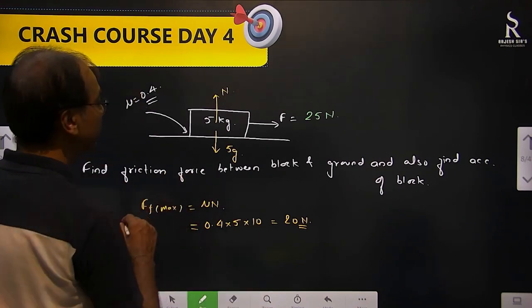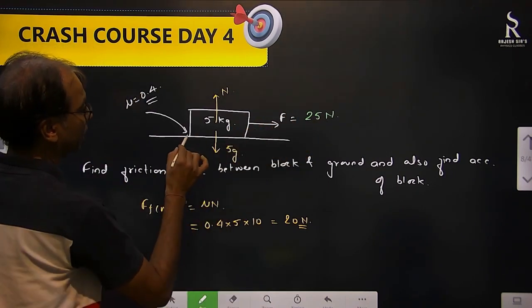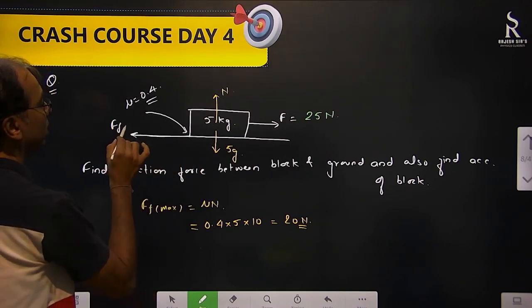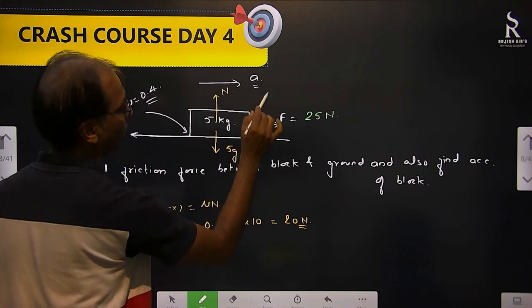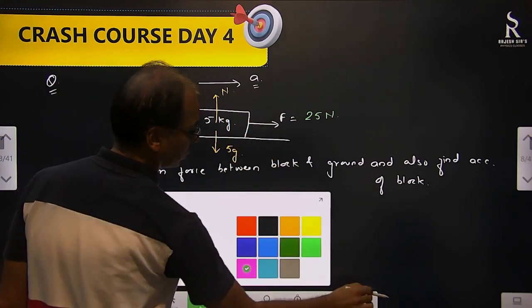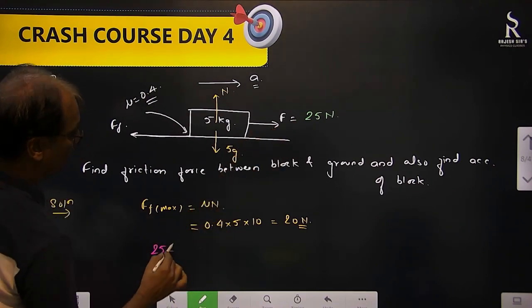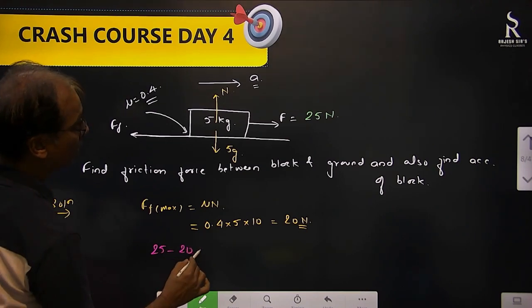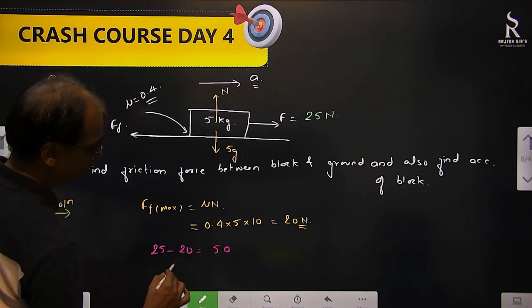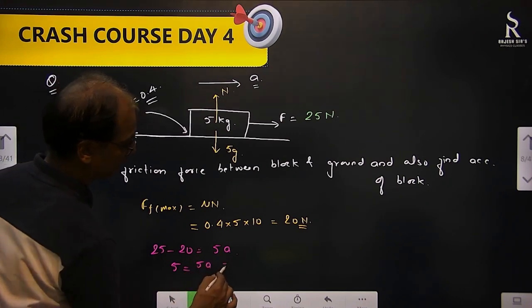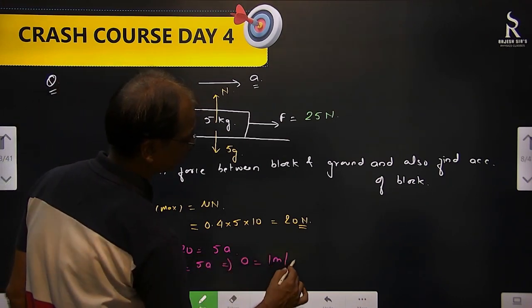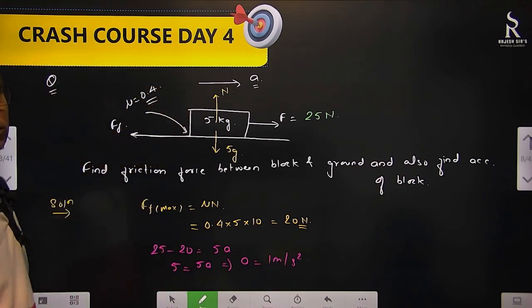Okay. So if I write the equation over here, force is acting in this direction, friction force is at the back, and it's moving with some acceleration a. So what we can do? 25 minus force of friction 20 equal to 5a. 5 equal to 5a. So acceleration is 1 meter per second square. Is it clear? I hope it's clear to everyone.